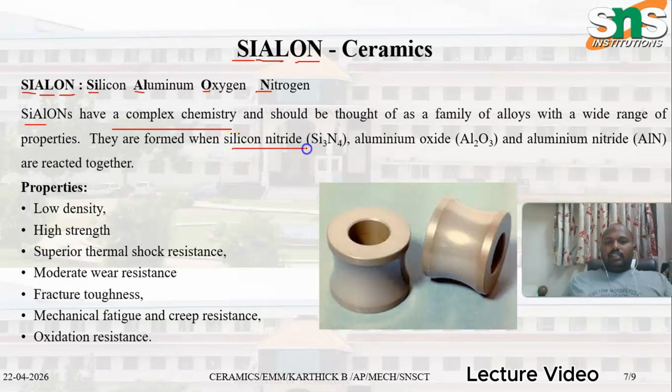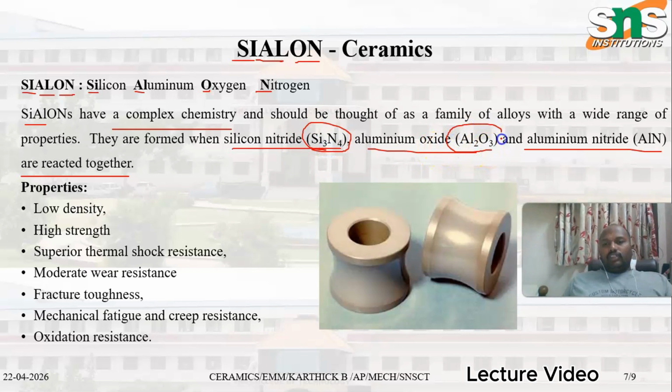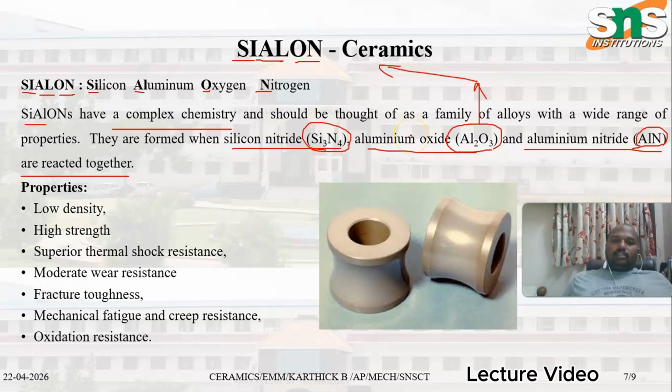They are formed when silicon nitride, aluminum oxide and aluminum nitride are reacted together. This means three different chemicals are added. The first one is Si3N4, which is silicon nitride. The next one is aluminum oxide, which is one of the ceramics we have seen previously, and the next one is aluminum nitride, that is AlN. When we react these three together, we get Sialon, which is SiAlON.